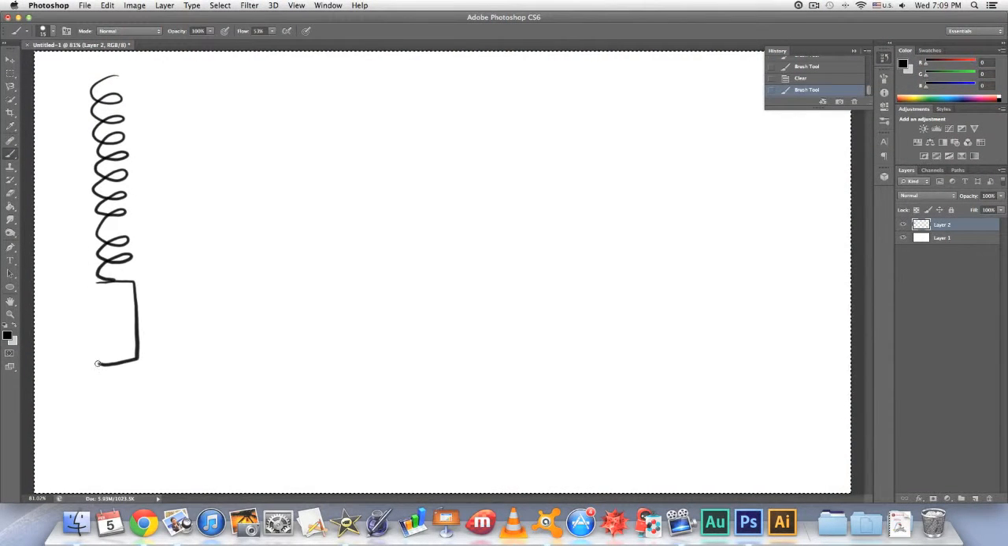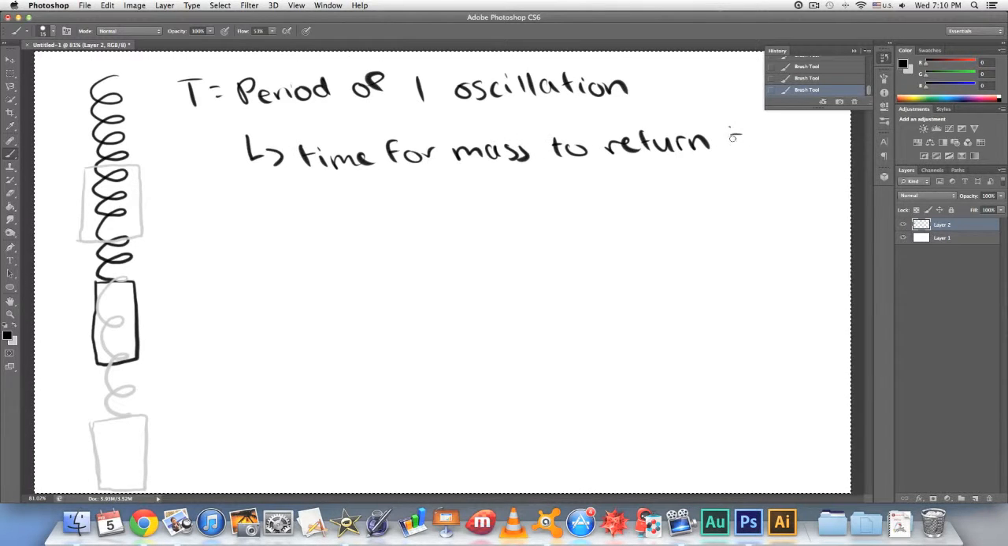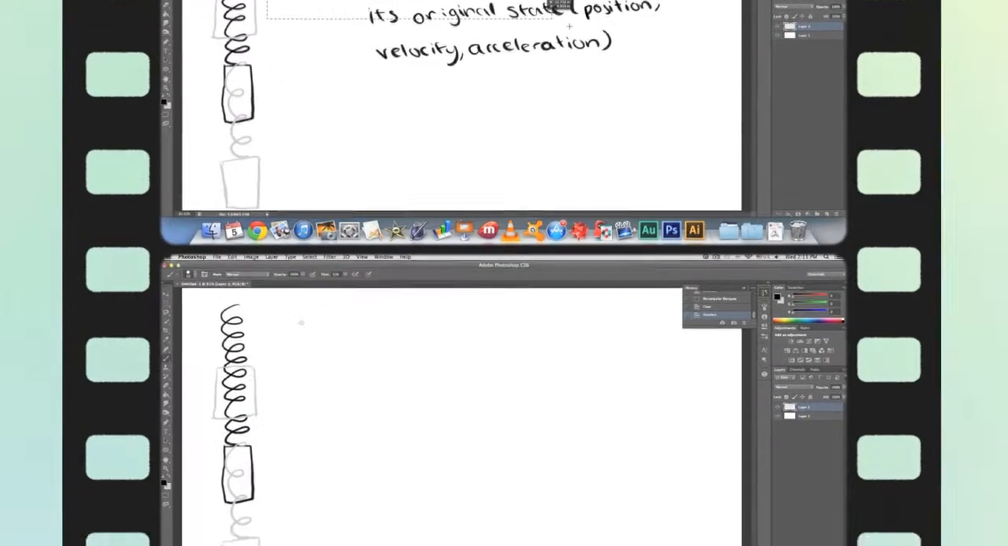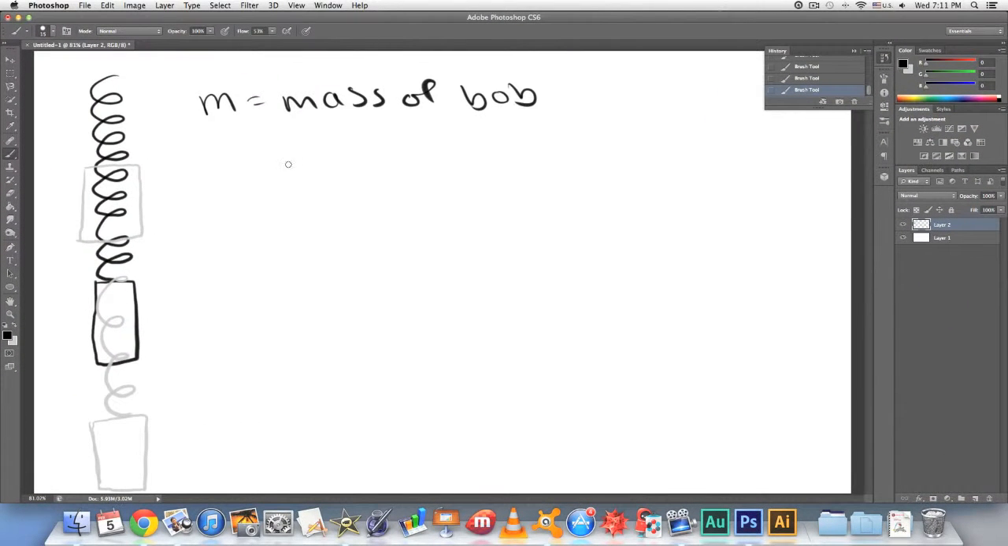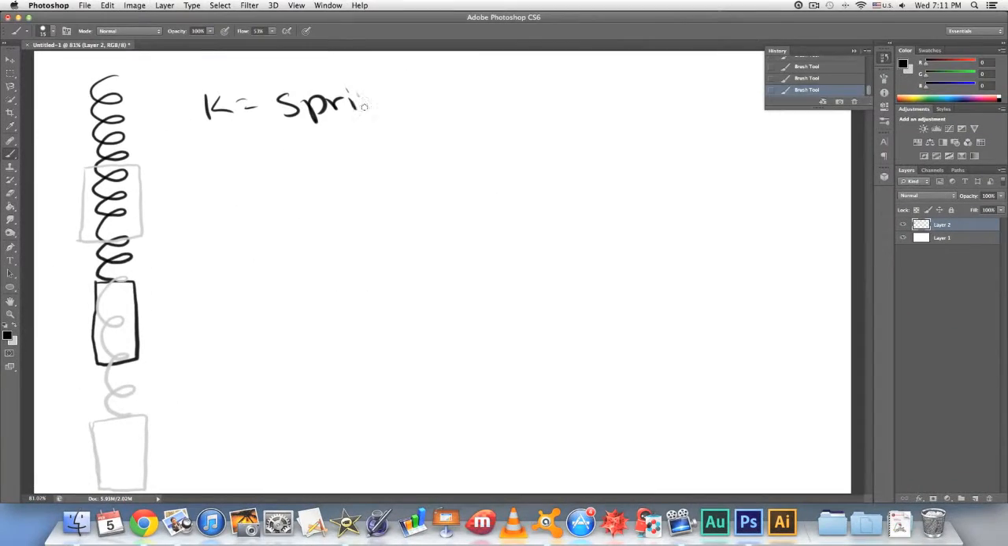Alright, now on to calculations. As you can see here in the drawing, this is the mass spring system, and T equals the period of one oscillation, which is the time for the mass to return to its original state. In other words, its position, velocity, and acceleration. M equals the mass of the bob, where the spring is assumed to be massless or negligible. K is the spring constant.